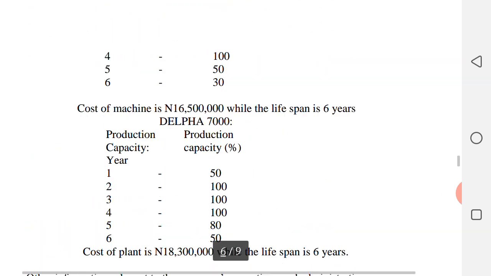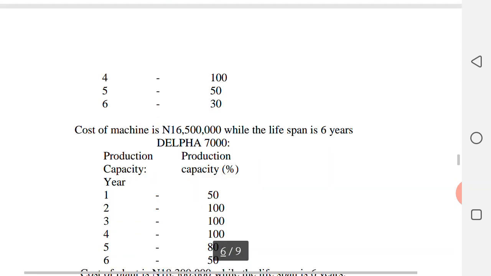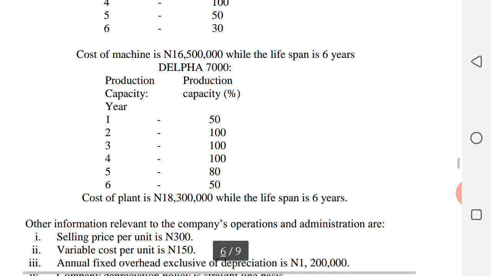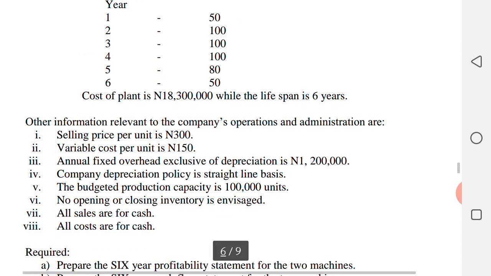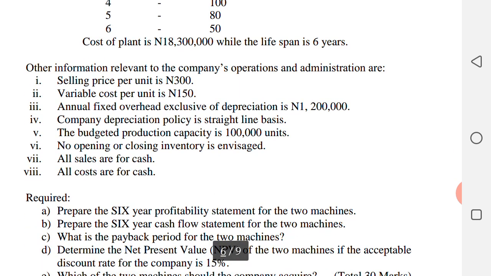We have two machines, DEFA 700 and Sigma 500. The two machines have different capacity, and they have 6 years each. Then we have different costs to purchase the machines. You are given the selling price of 300, the variable cost of 150. We are given the annual fixed overhead exclusive of depreciation. We are given the maximum capacity, which is 100,000 units, and we are told that all costs are cash.